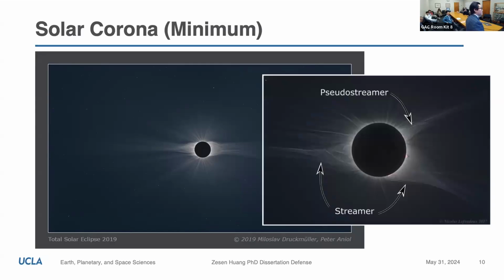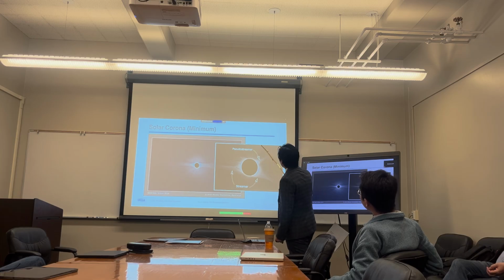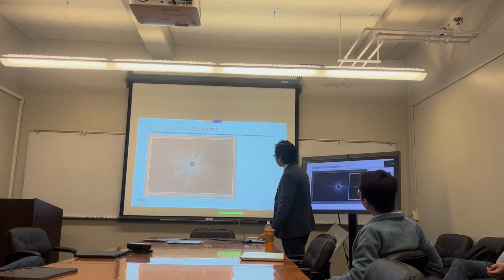And this is an expanded view. You have a streamer here, and you have a pseudo streamer here. A pseudo streamer is a streamer where on both sides the magnetic polarity is the same. For a streamer, on both sides the magnetic polarity is different.